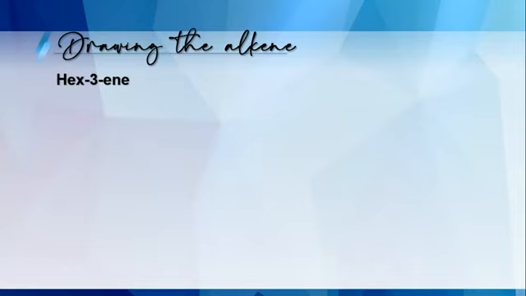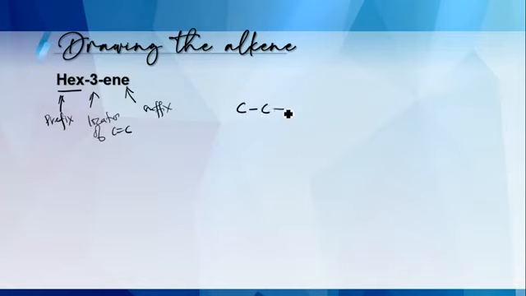The first one, hex-3-ene. Hex is the prefix, this one is the suffix, and this one is the location of the double bond. How many carbons? Hex is 6: 1, 2, 3, 4, 5, 6. What is the location of the double bond? Number 3: 1, 2, 3. So the double bond is at number 3.